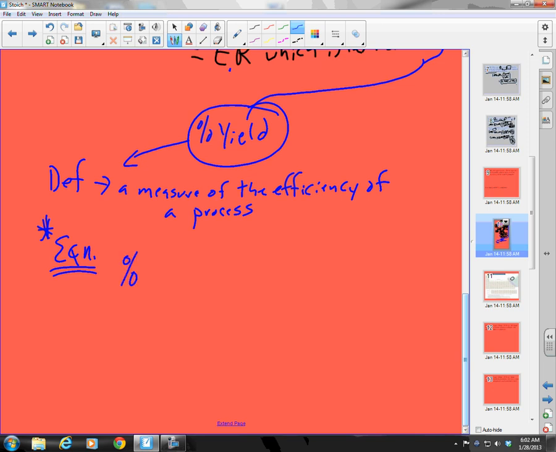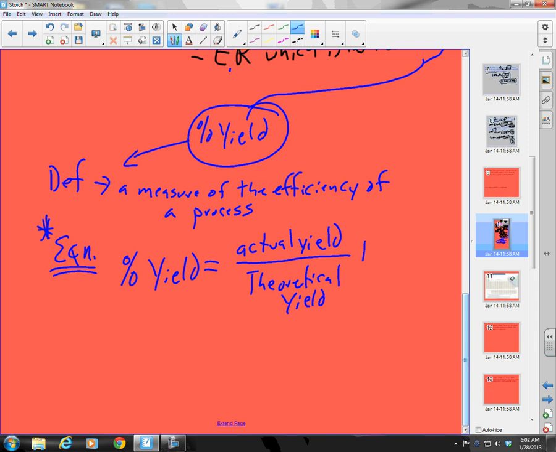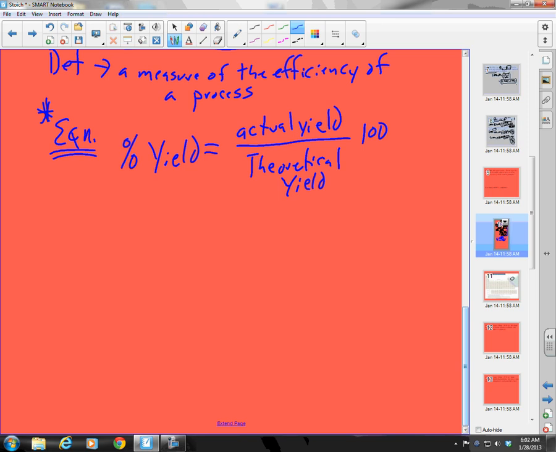So what is the percentage yield? The percentage yield is equal to the actual yield divided by the theoretical yield, times 100. Okay, that's simple enough. That's an easy equation. We do need to understand what an actual yield is, and we need to understand what a theoretical yield is. And once we understand those two things, this equation is a piece of cake, right?